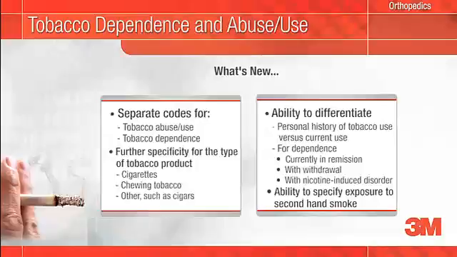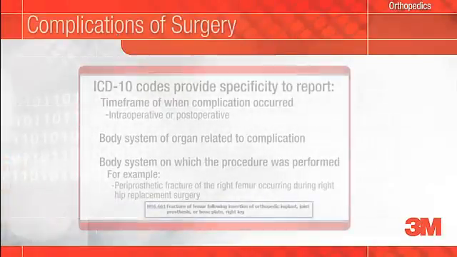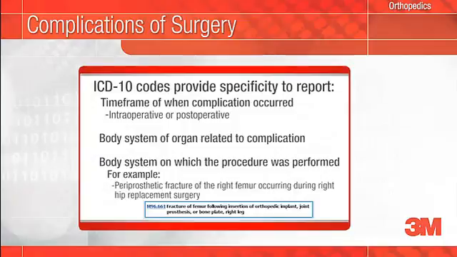Finally, your notes for a patient's exposure to secondhand smoke can be converted to an ICD-10 code that says exactly that. In ICD-9, codes for complications did not identify when the complication occurred, the body system affected, or type of surgery performed. ICD-10 codes do. In order to code a complication, the coder must know whether the complication occurred intraoperatively or postoperatively, so include these details in your notes when it is not readily apparent.